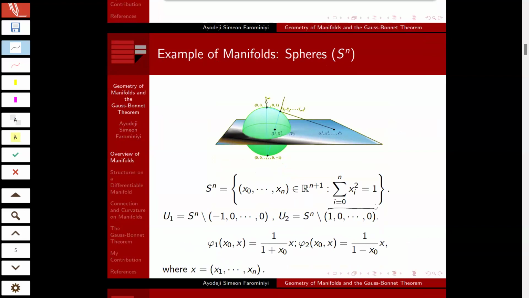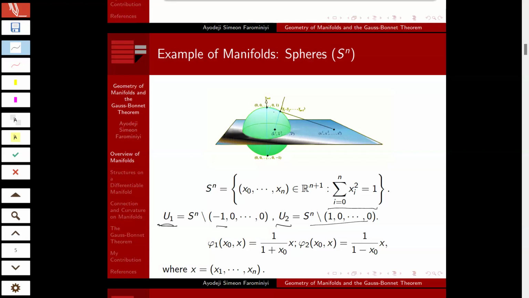We can consider Sn, the sphere, as a topological manifold because we look at the two open sets U1 and U2, which are simply the sphere without the north pole and the sphere without the south pole. These are two open sets. And the maps that we'll consider here are simply that of the stereographic projection. So in this case, there are two maps.